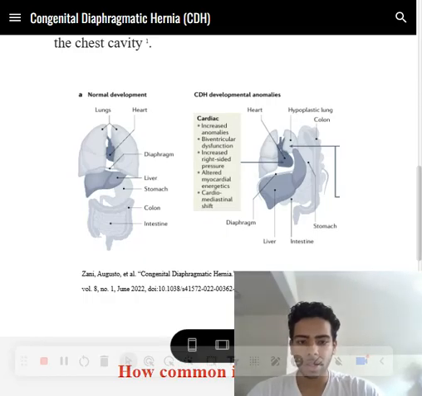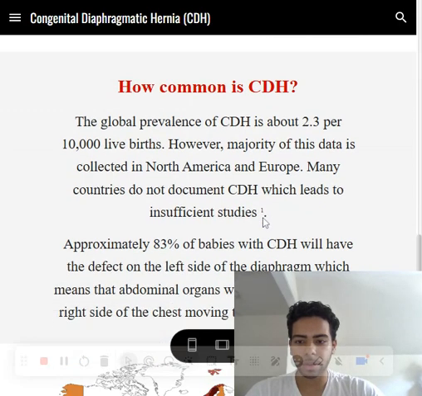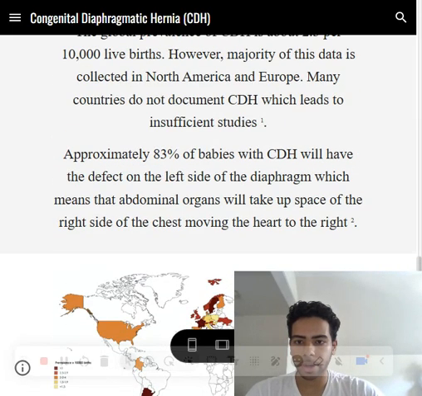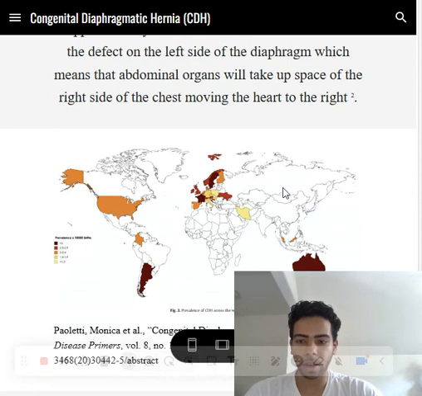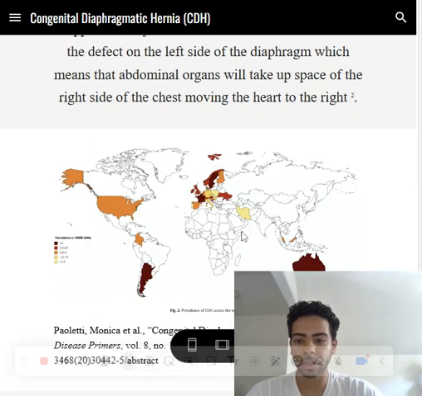And below it just shows how common CDH is, and the picture below just shows how common it is in different countries, and also reaffirms the idea that I presented up here about how many countries do not document CDH, so there are insufficient studies of CDH.